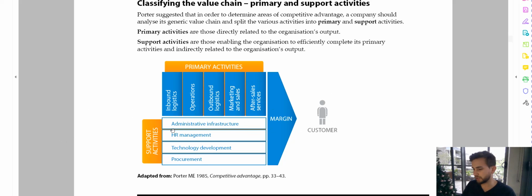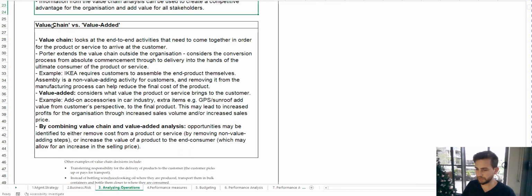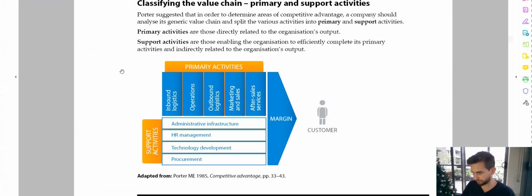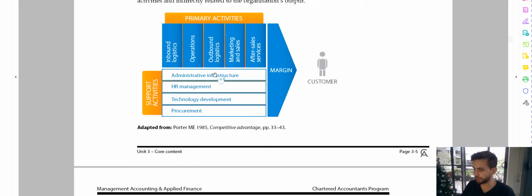For example, your administrative function, so it might have your accounting team in there, your HR management, so your management of people that you're hiring to support the primary activities, your technology development and your R&D, and then your procurement and so forth. So here we can see that value chain versus value added concept we mentioned before, where we've got what are the value add activities, i.e. the primary and support activities.